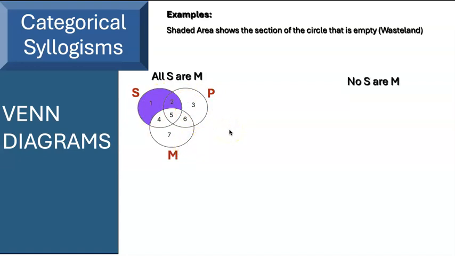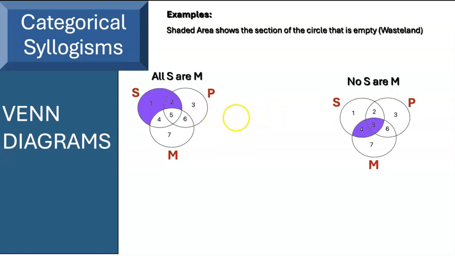Next, no S are M. No members of the S circle are members of the M circle. That means there's no overlap between S and M. And again, don't be confused by the P circle. We are saying there's no overlap between the S circle and the M circle.